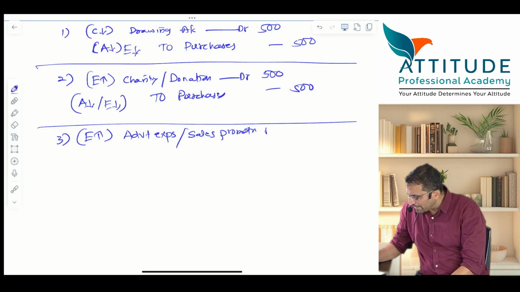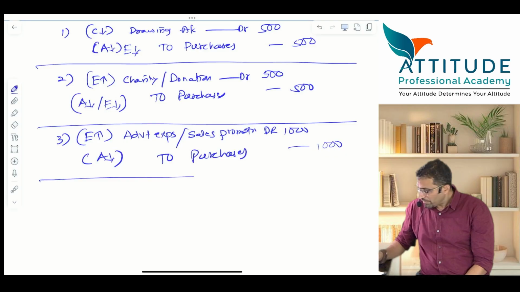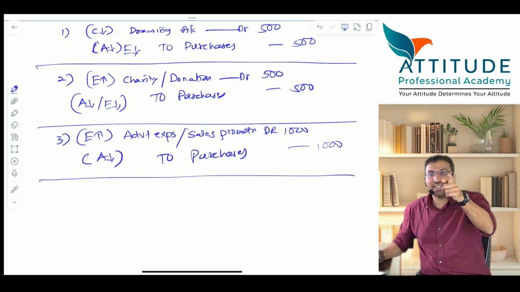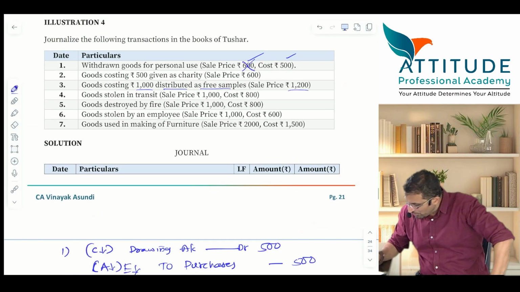Sales promotion debit 1000, to purchases. Every time purchases is what? Credited. Asset reduces. Easy, getting it? Next.